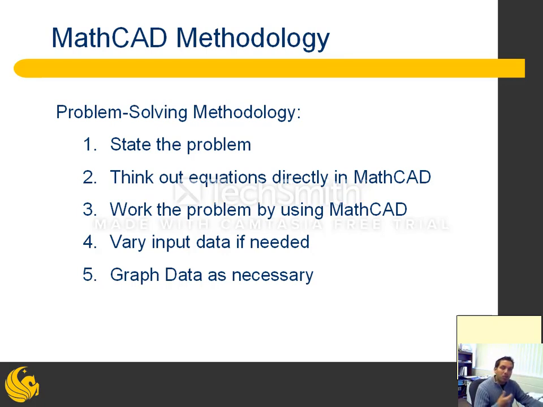First, state the problem that you want to solve, and think out the equations directly in MathCAD. You don't have to use a piece of paper to write down your equations if you're solving a dynamics problem or a statics problem. You don't have to write down Newton's second law of motion. Simply write those equations directly in MathCAD, either in text form or in equation form, which we're going to talk about the difference of in a second, and then work out the problem directly using MathCAD. Enter the input data, and then graph the data if necessary, or just tabulate the data if that is the way that you want to render your data.